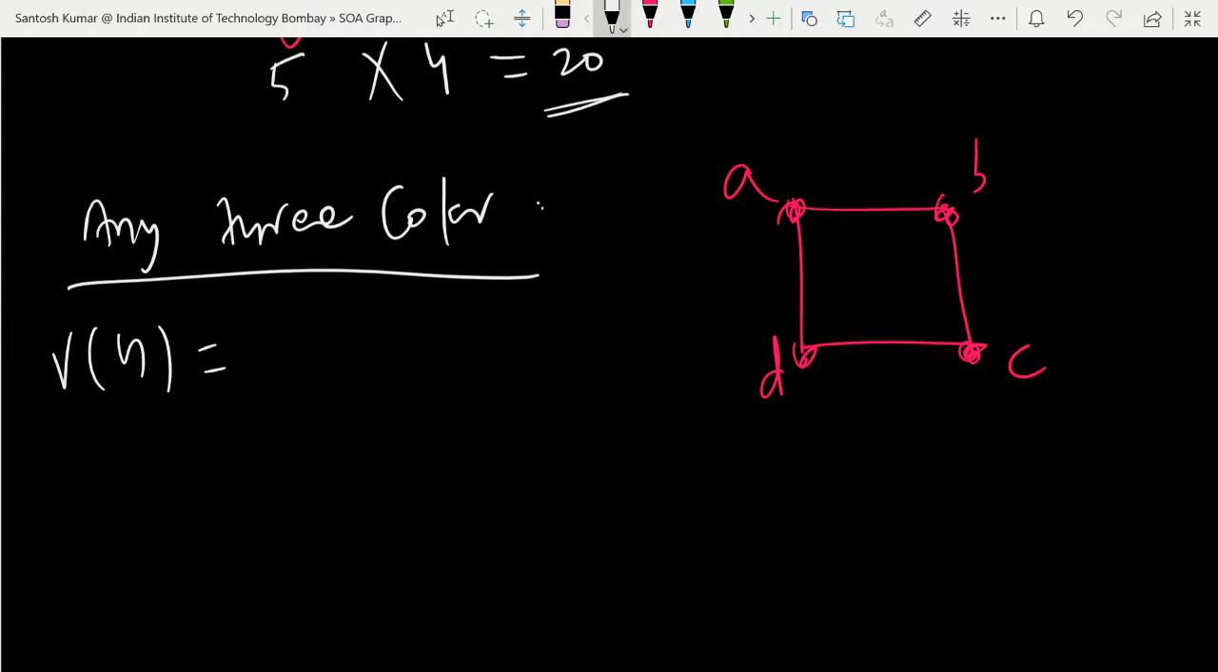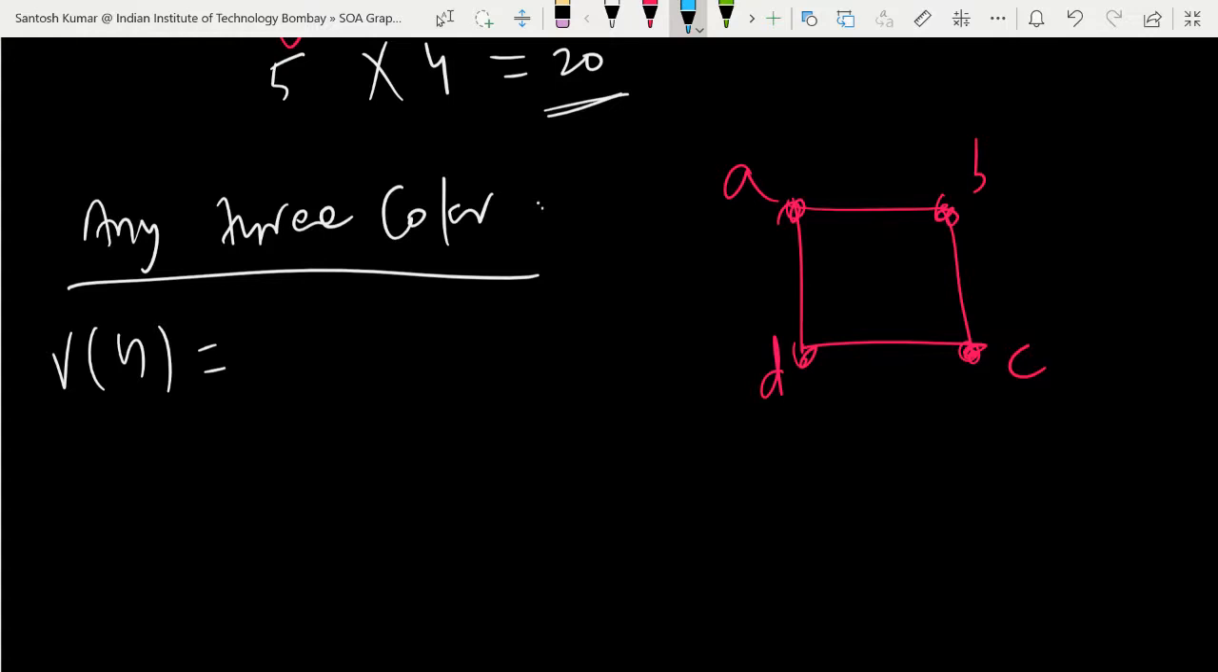So tell me how you can use 3 colors for that. If you can produce 3 independent sets for the vertices, tell me any one independent set. I mean, partition the vertices into 3 independent sets.